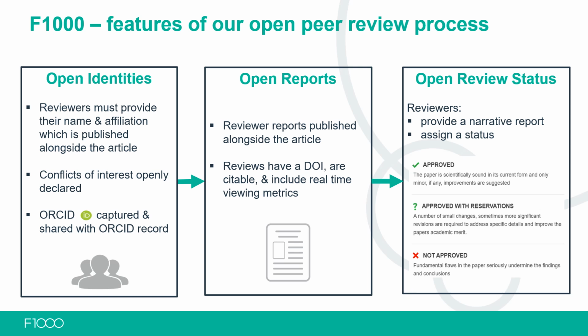We also have open review statuses, meaning reviewers must provide a narrative report and assign a public status to the article. We have 3 review statuses that reviewers can award on the platform. One is called approved, which means that no or only minor changes are required. For original research, this means that the aims and research methods are adequate, results are presented accurately, and the conclusions are justified and supported by the presented data or supporting material. Reviewers may suggest small changes to improve the article or correct minor errors, but these changes will not affect the peer review status.